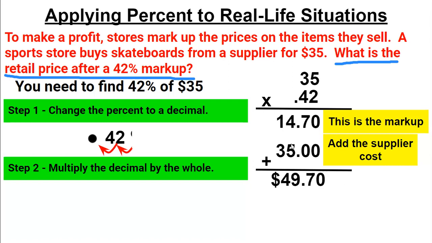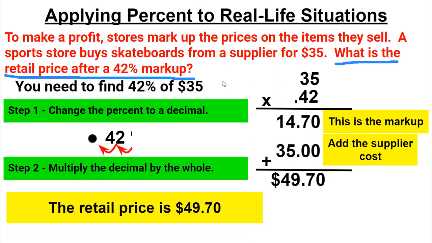However, your store owner is probably not going to get a $14.70 profit off that because he or she has to pay for the lights, the heating, the store rental, the people that work at her store. So she's really not going to make $14.70 off of that. However, the retail price you're going to pay is $49.70. So if you are the buyer, you only care about the retail price. If you are the store owner, you're going to care about how much profit you're going to make.